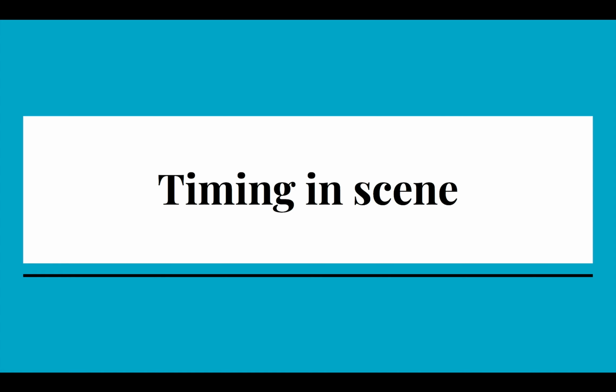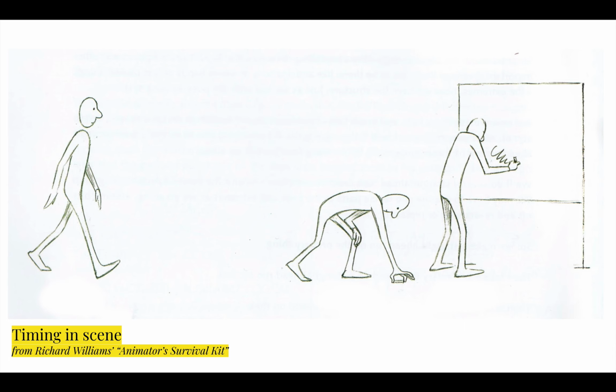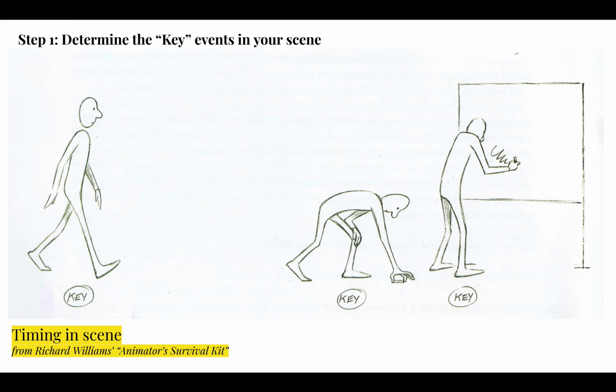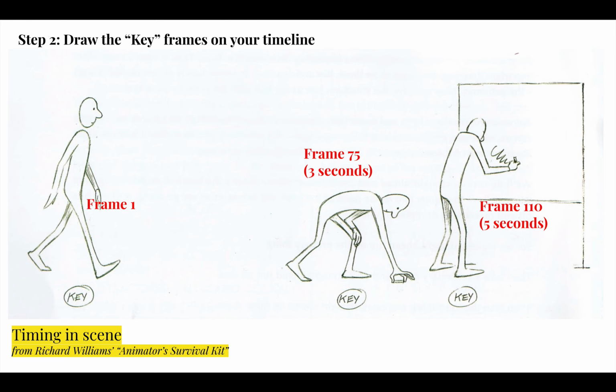Finally, let's look at timing and pacing within an entire scene. Let's say you have a script that calls for a person to walk onto the stage, pick up a piece of chalk, and write on the chalkboard. An animator would break this down at first by its key events: walking in, picking up, and writing. Then you can determine how much time you need to perform each of these actions. From the first frame, him walking in, it should take about 3 seconds to reach and pick up the chalk. That'll be about 75 frames. And then a few seconds later, he's writing on the chalkboard. The whole thing lasting 5 seconds or 110 frames total.